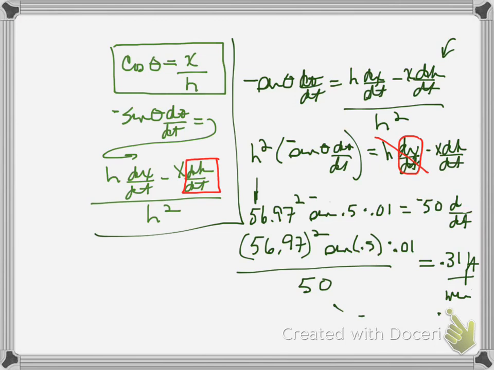Now, I'm just noticing one typo, if you will. When I wrote this over, I should have said dH. So 0.31 feet per minute tells me how the distance between the two people is changing, and that is our final answer. Okay, let's go on to the third problem in this series.